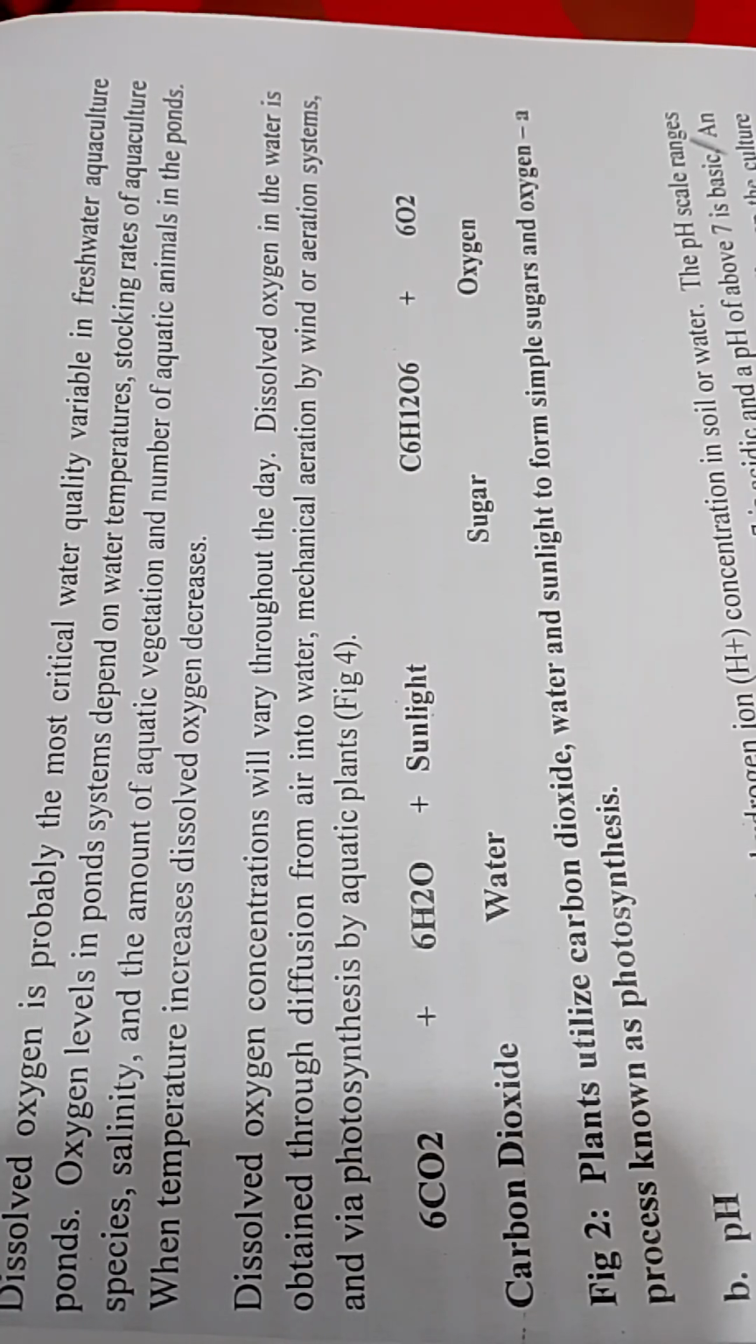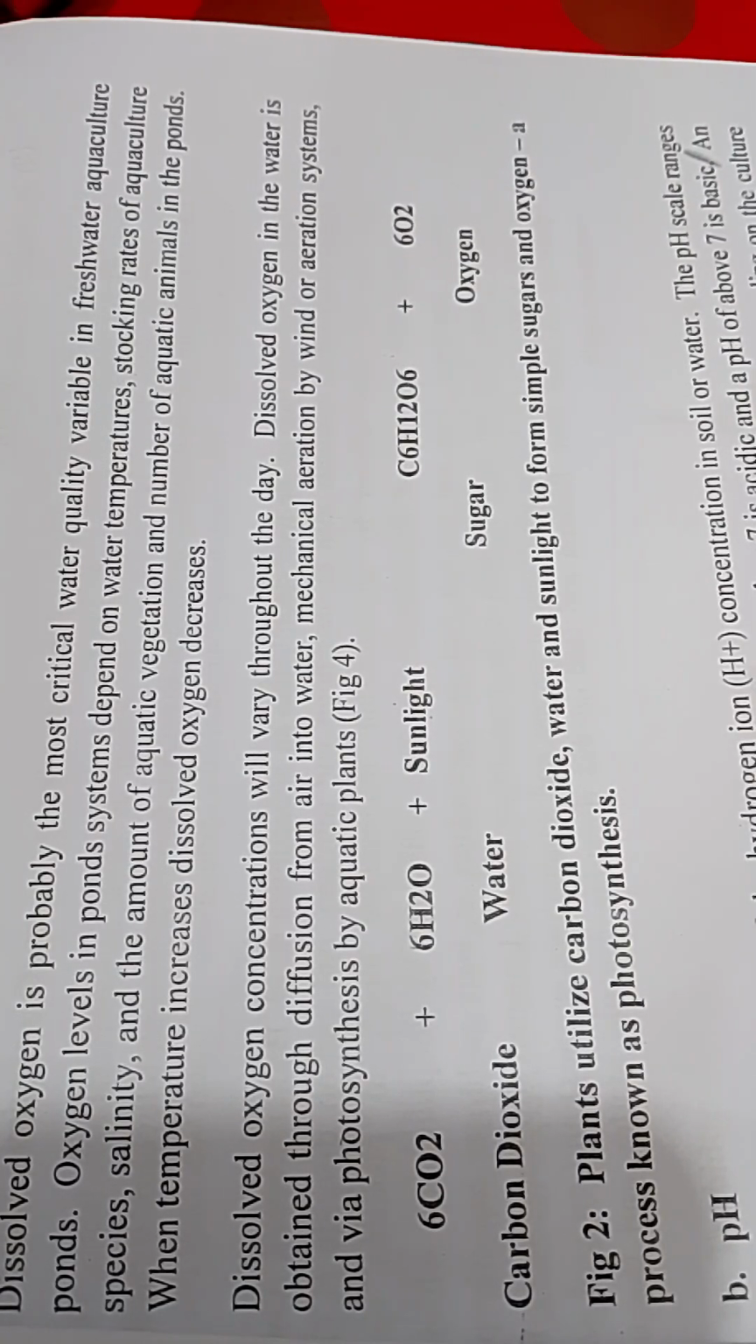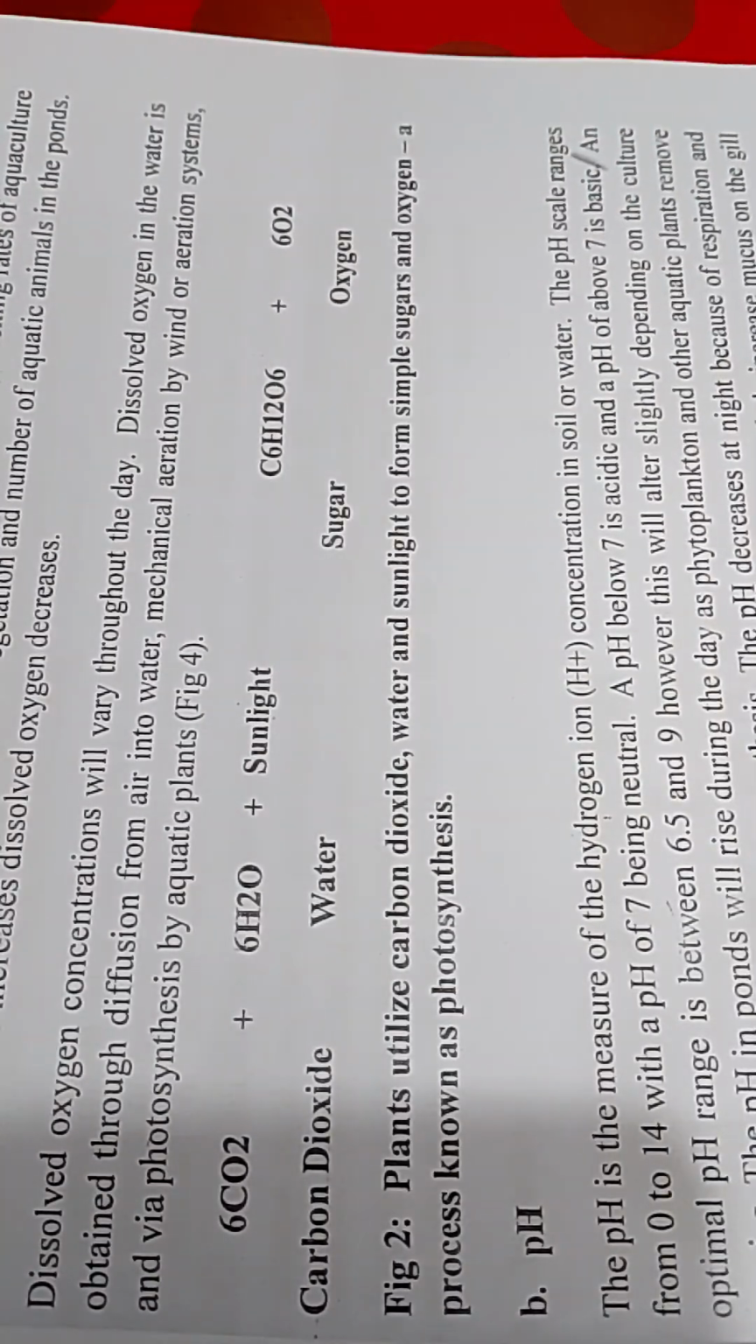6 CO2 + 6 H2O + sunlight → C6H12O6 + 6 O2. Plants utilize carbon dioxide, water, and sunlight to form simple sugar and oxygen, a process known as photosynthesis. pH. The pH is the measure of hydrogen ion concentration in soil or water.